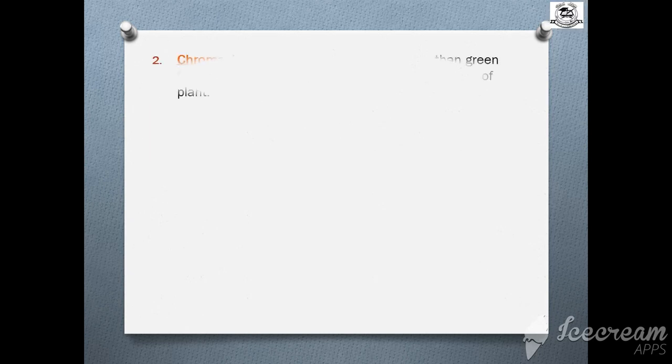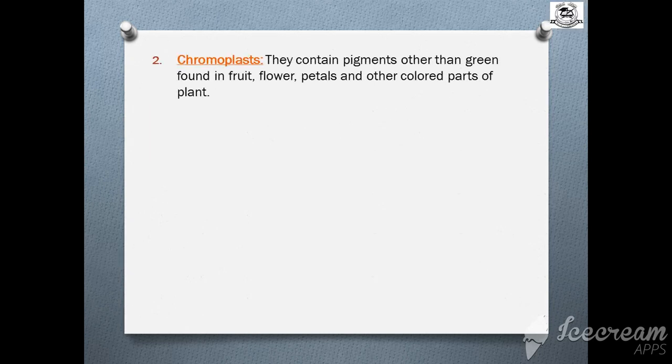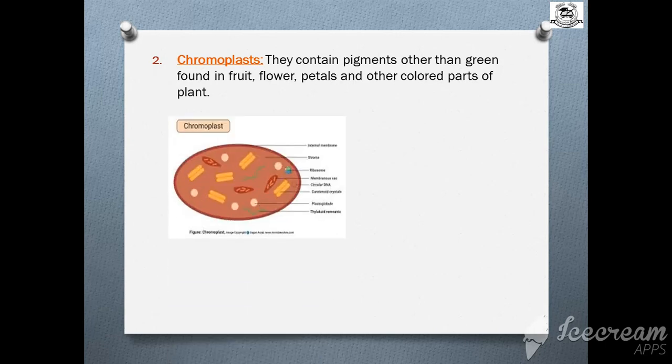Okay, the second one, chromoplast. As we see in fruits and flowers, some parts have different colors, so they contain chromoplasts. They do not contain chloroplasts, they contain chromoplasts. And here is their picture.